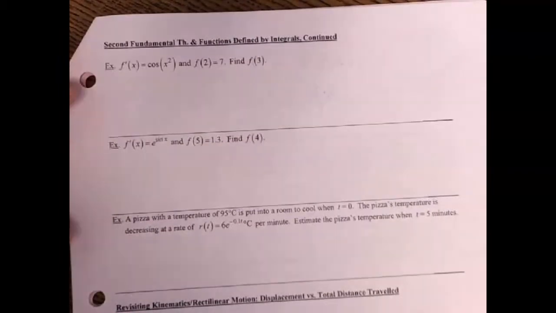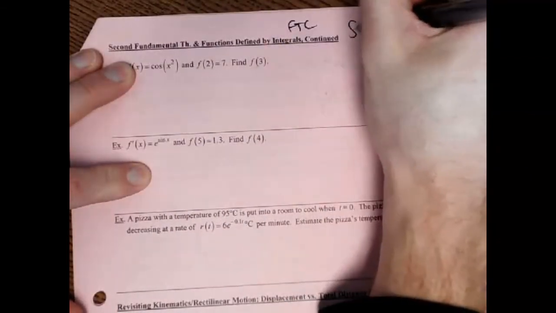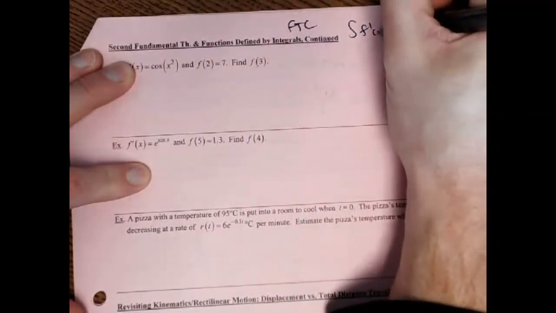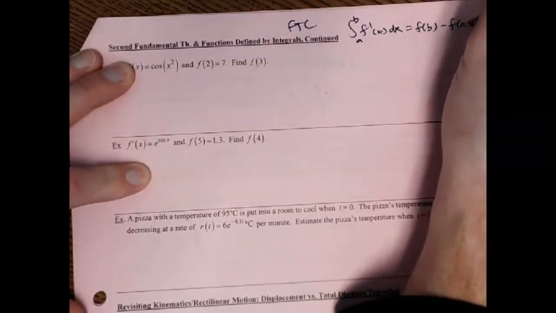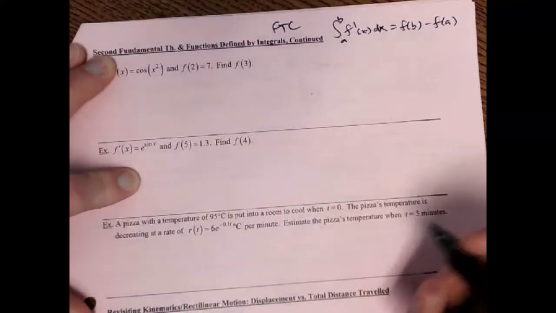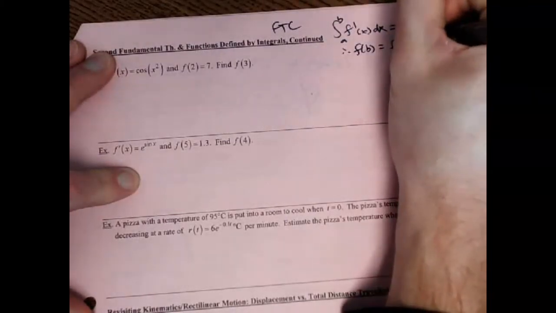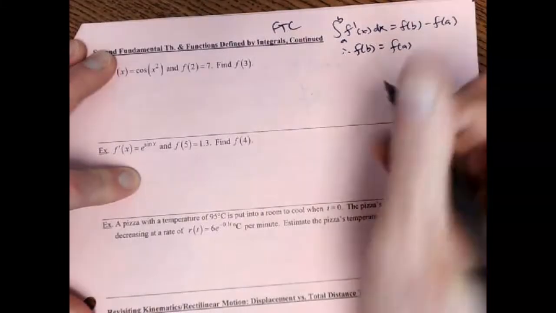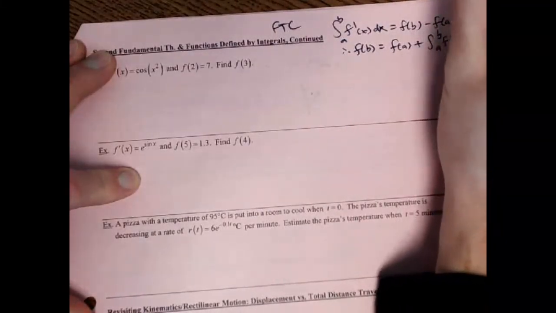And these are going to be more fundamental theorem of calculus questions. So FTC, integration of the derivative, is going to be from a to b. That's f of b minus f of a. Right, there's your fundamental theorem of calculus. And then you also know, hey, if you want to know your next x value, or you want to know your next y value, you start with your previous, and you add in the amount of change.